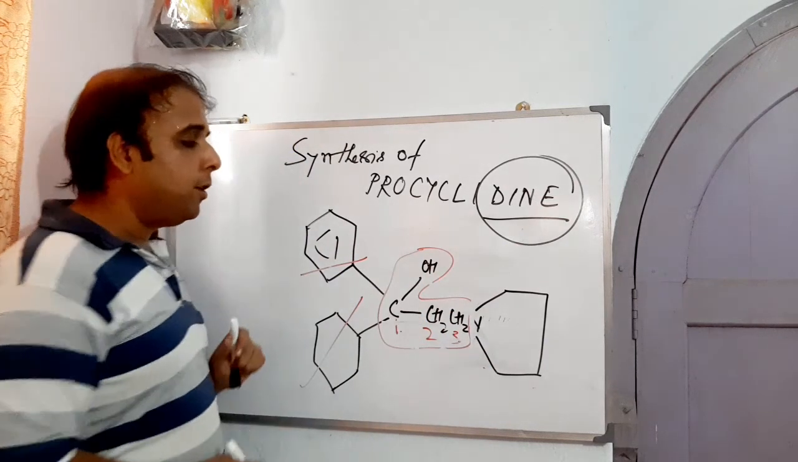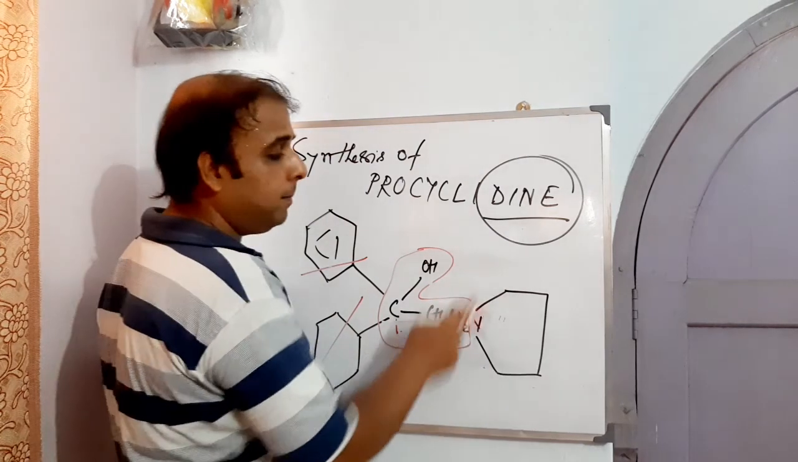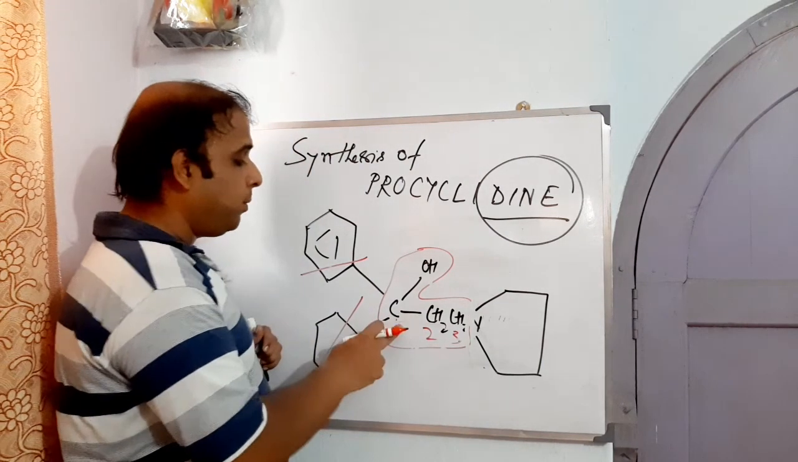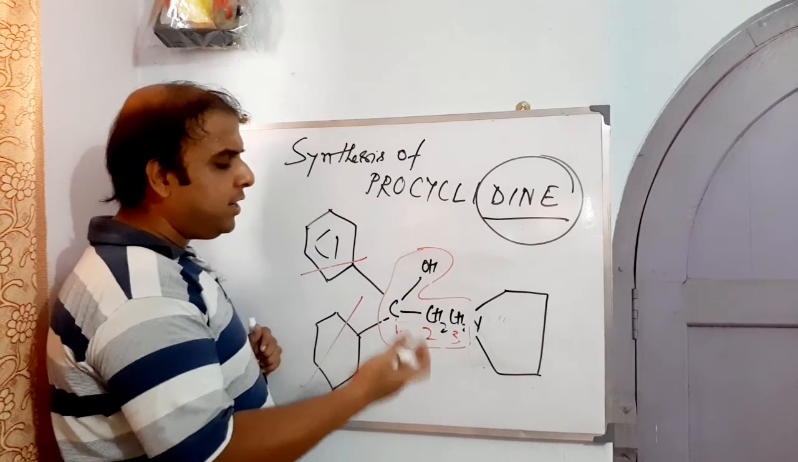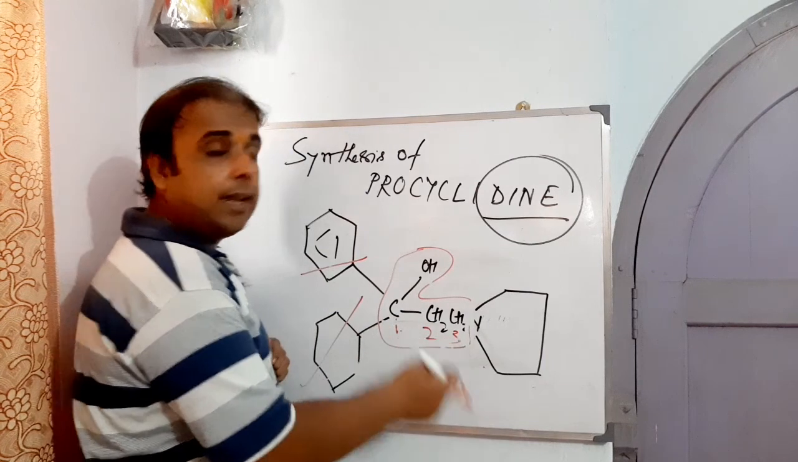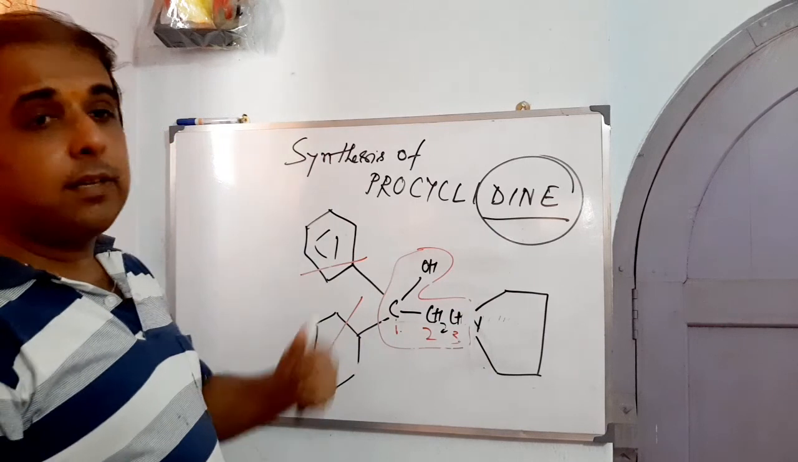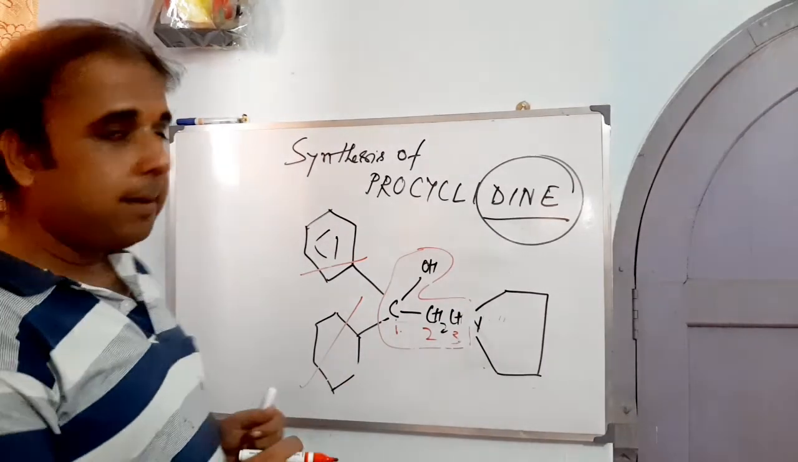So this is the IUPAC naming. How does it go? Position 3 is complete. You can also initiate the process with position 1: 1-phenyl, 1-cyclohexyl, 3-pyrrolidinyl. Then what is left? Propan-1-ol. So this is how the IUPAC name goes.